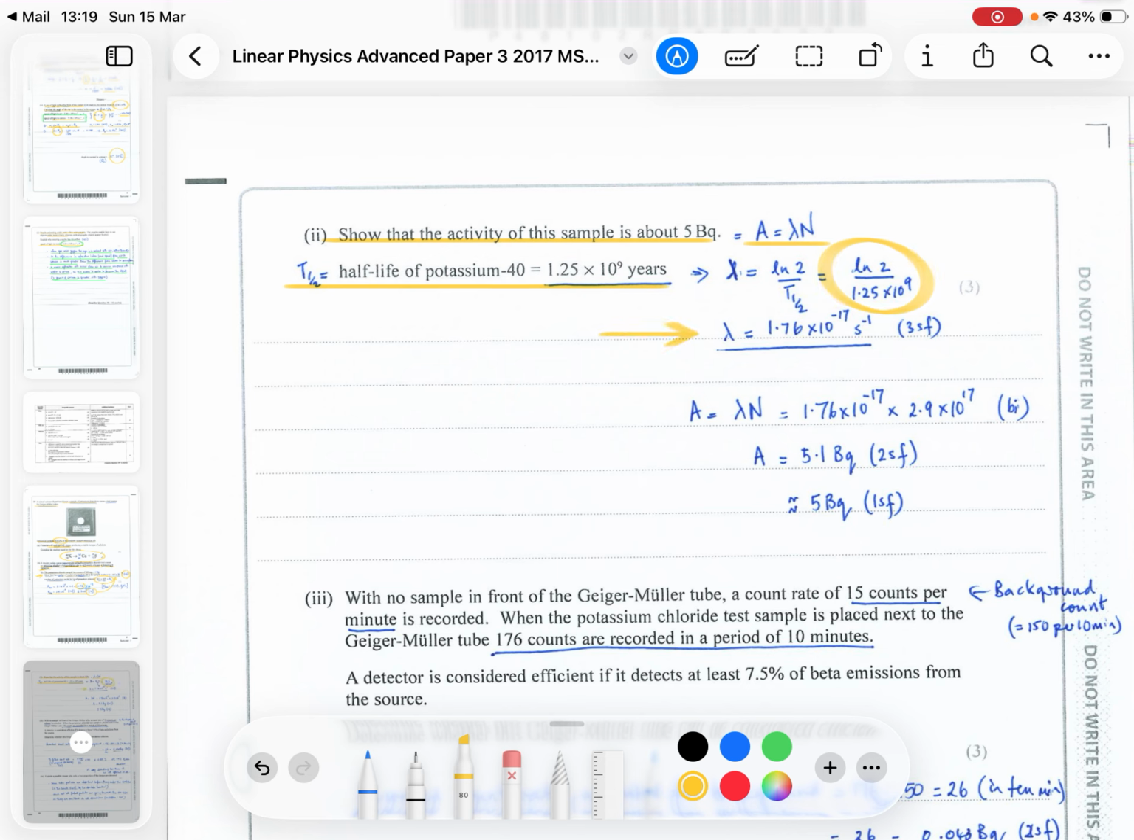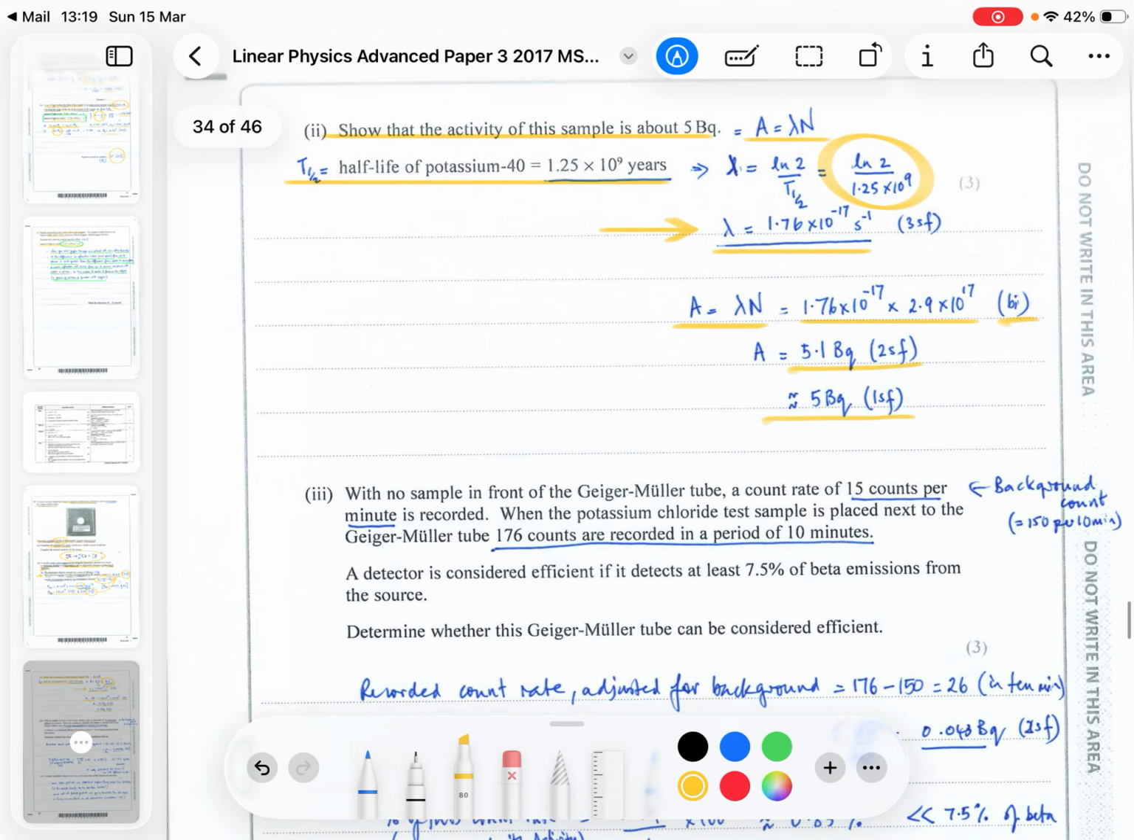I haven't shown the conversion, but this is taken from the examiner, so it will be correct. Okay? So that's the 3 significant figures. Once you've got the decay constant from the half-life, which is common, you need to do this in your A-level exams, multiply by the N, which we just worked out in part B1, and you'll get approximately 5.1, which is equal to 5 to 1 significant figure. Okay, so another show that question.